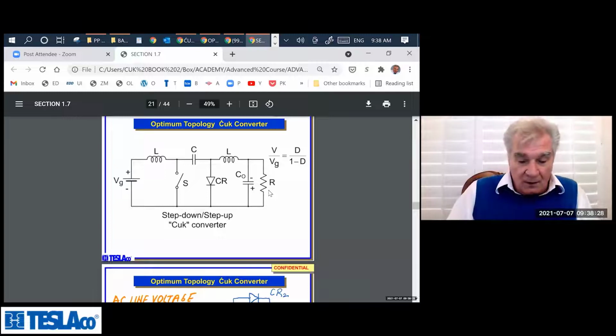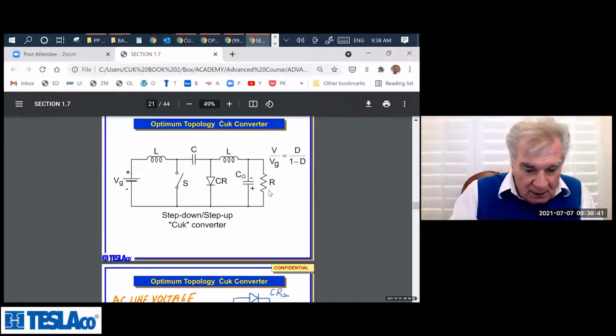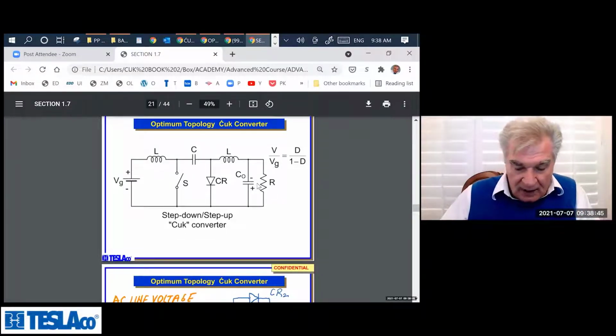This here I can show you in a more topological change. Why do I insist on the name topology and the switching method now? Because I start here with a boost converter, active switch, and a diode. And then what is the next step?